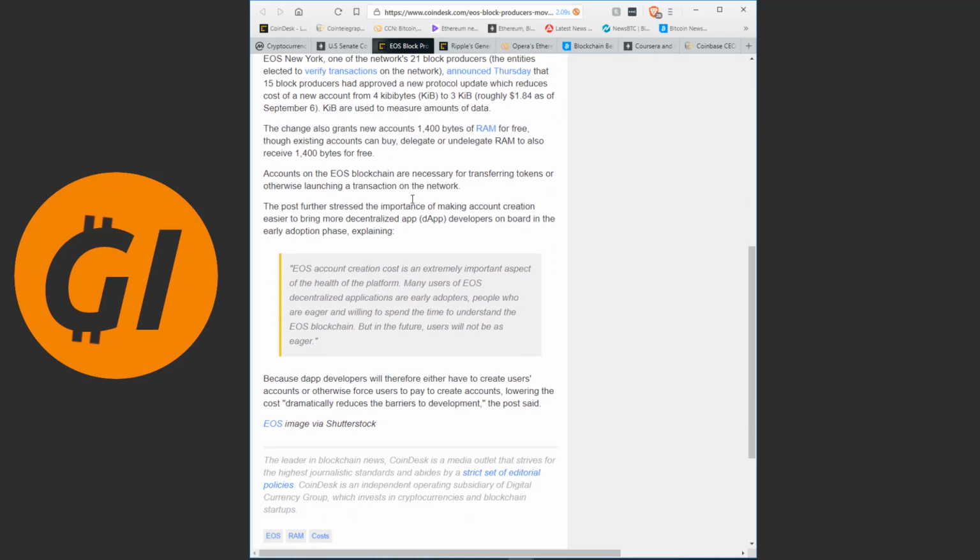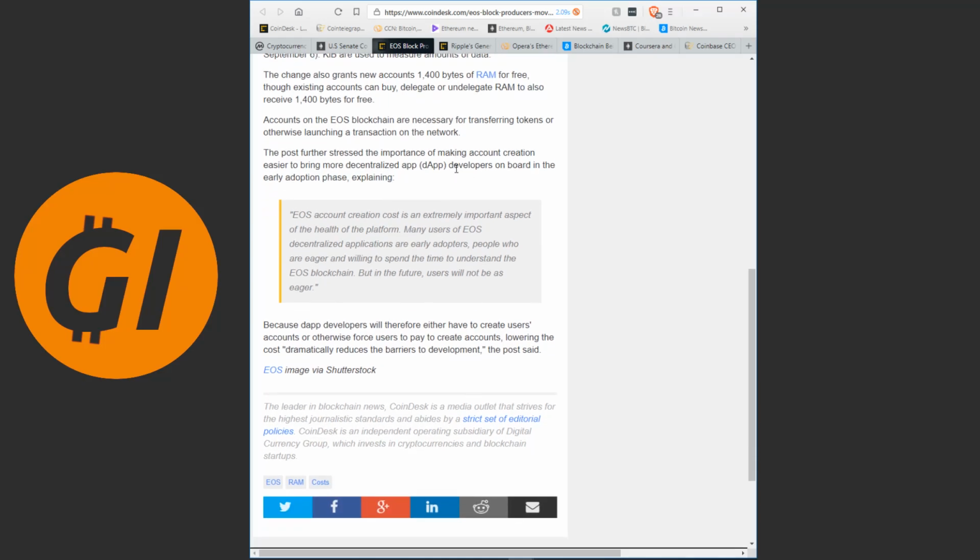This change also grants new accounts 1,400 bytes of RAM for free. It sounds like they're just talking about kilobytes. Though existing accounts can buy, delegate or undelegate RAM to use to receive 1,400 bytes for free. Accounts on the EOS blockchain are necessary for transferring tokens or otherwise launching a transaction on the network.